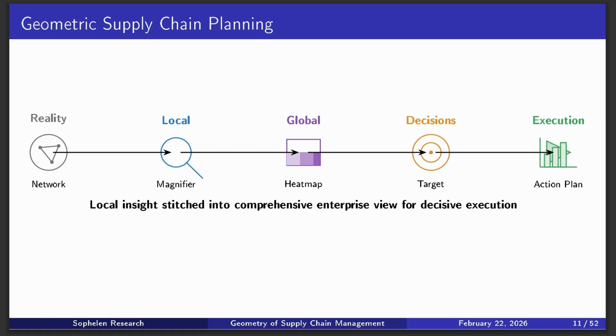So overall, what's going on? You have your network supply chain, you got the data, and that's your reality. From all the data, you analyze locally, and then you stitch them together in a comprehensive manner to get a global view. Once you have that global view, you try to do rollout and choose the best decision. Once you have chosen your decision, you perform your action. So in general, we try to stitch everything together to create a comprehensive enterprise view for decisive execution.